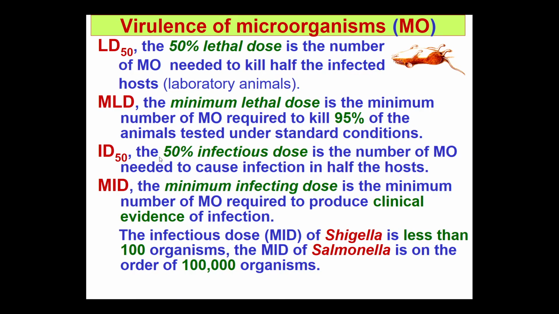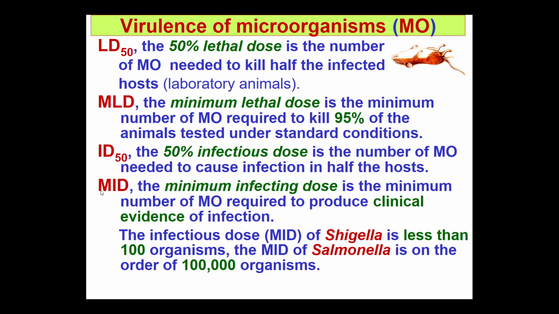ID50, the 50% infectious dose, causes not death, but clinical manifestations. It means that the number of survivors among infected animals would be higher than 50%, but half of them will demonstrate symptoms, for example, diarrhea.